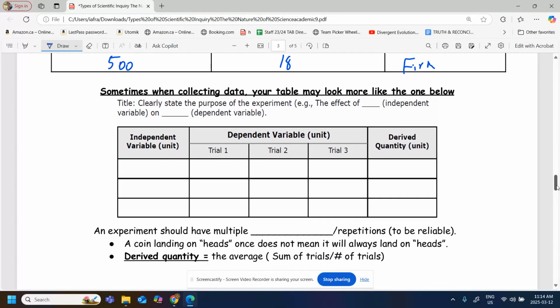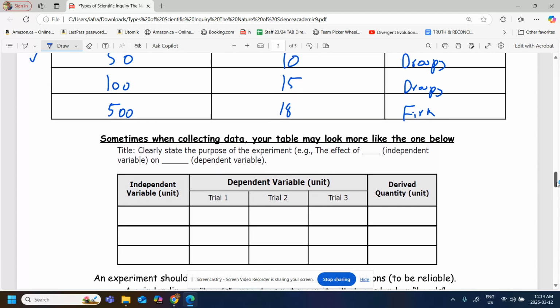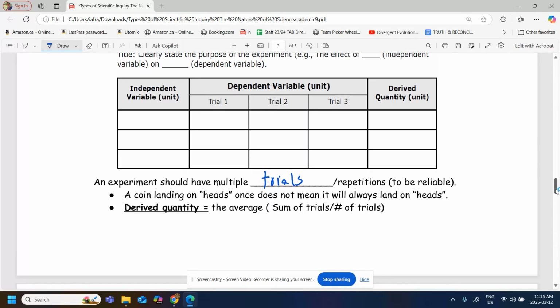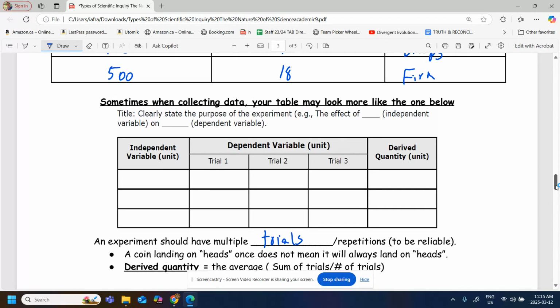Now that's just one type of observation table. Keep in mind that in reality, when you do a true experiment, an experiment does have multiple trials, right? Multiple repetitions, because one trial is not enough to really be reliable, right? If you flip a coin twice and you get heads twice, it doesn't mean it'll always land on heads. You have to flip a coin many times. So what you would do typically is you would make a table that looks more like this.